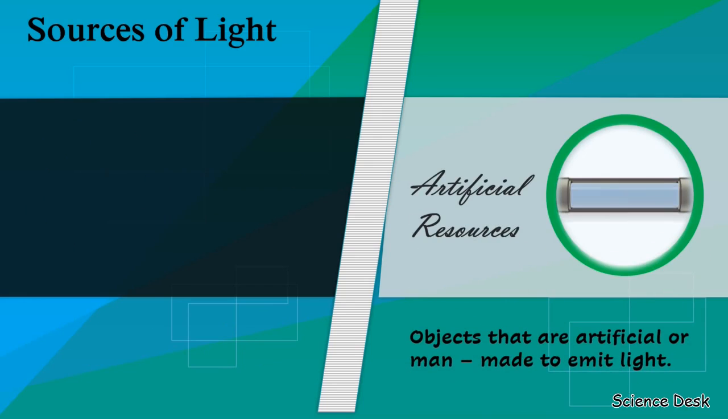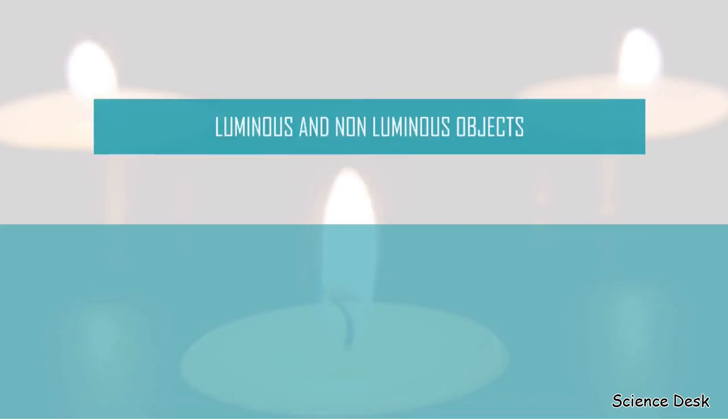Then come artificial sources. These objects are artificial or man-made, and these emit light. Example, tube light, the projector light, laser point. All of these are man-made artificial objects that have the ability to emit light.